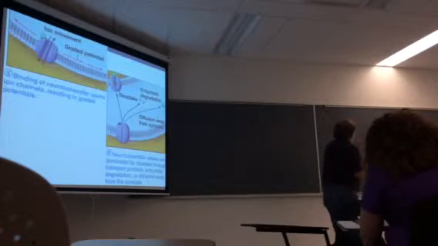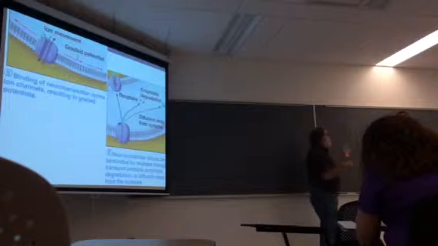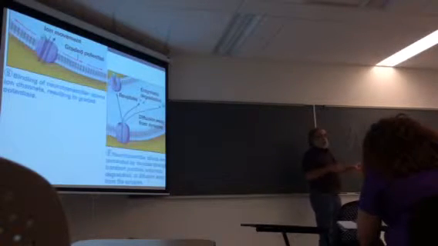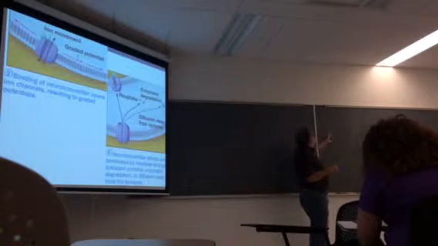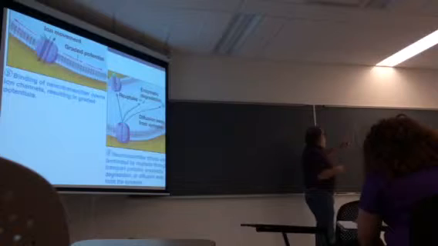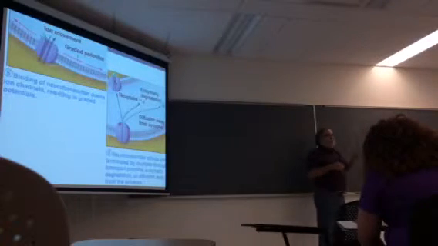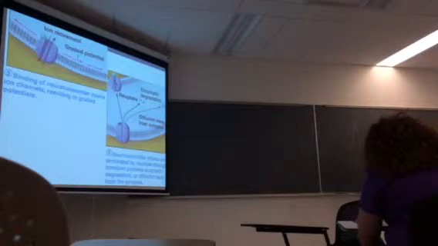So we start with sodium rushing in. As sodium rushes into the cell, the membrane potential changes rapidly. We go from -55 to +30 in about that amount of time. As you approach +30, two things happen. Number one, the voltage-gated sodium channels close.